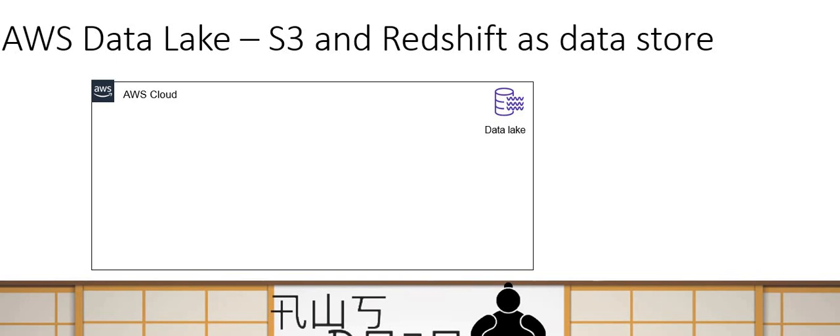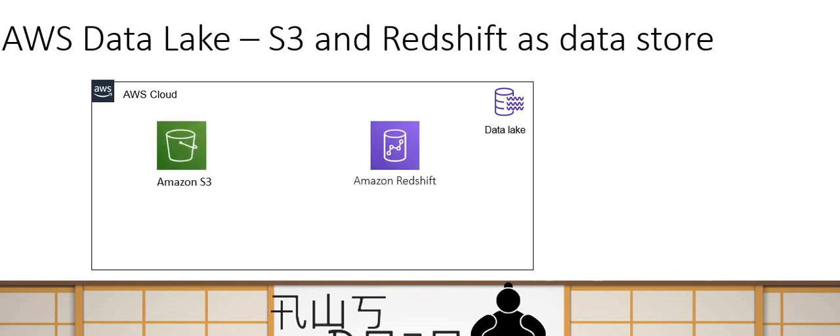When you're trying to build an AWS-based data lake, you typically keep your data in two types of data store. You keep some part of the data in the S3 bucket and some part of the data in Amazon Redshift. And there's a reason behind that.